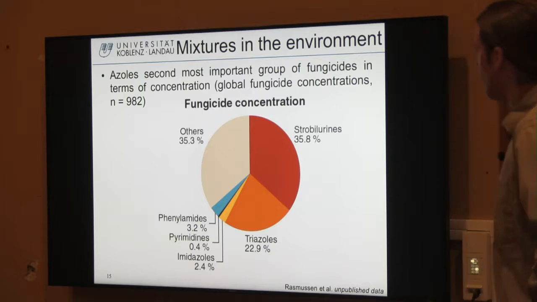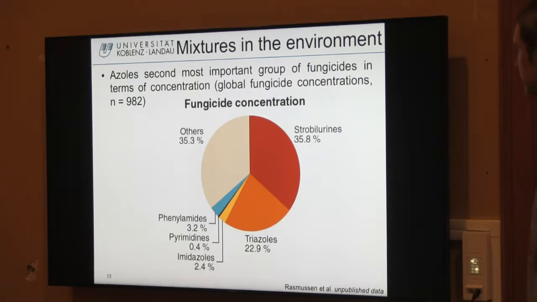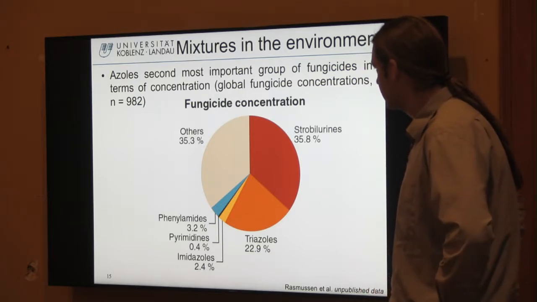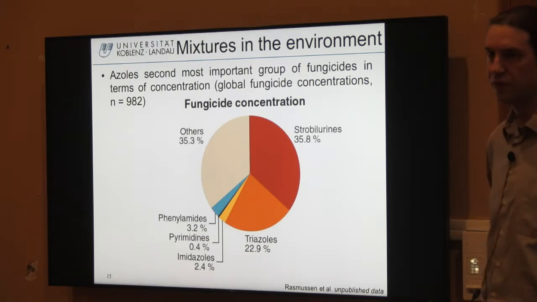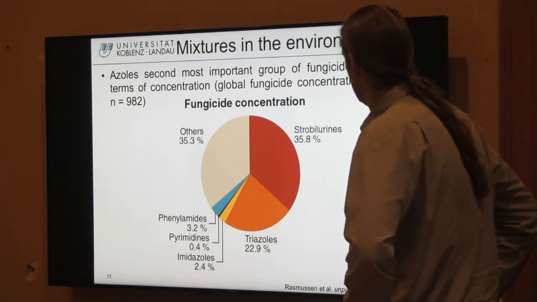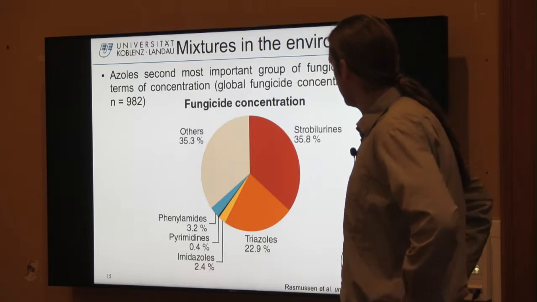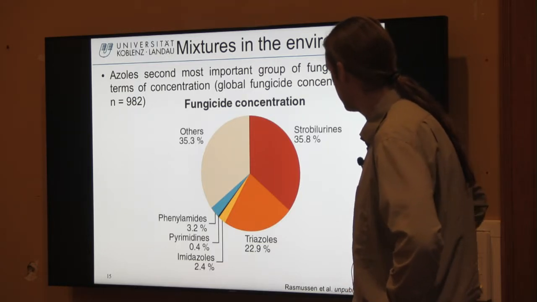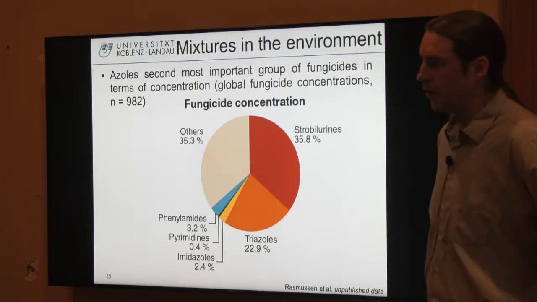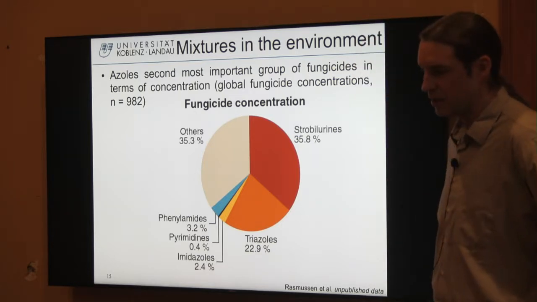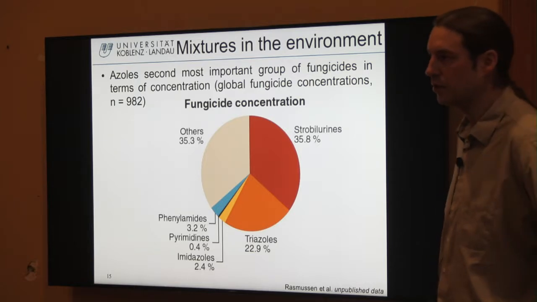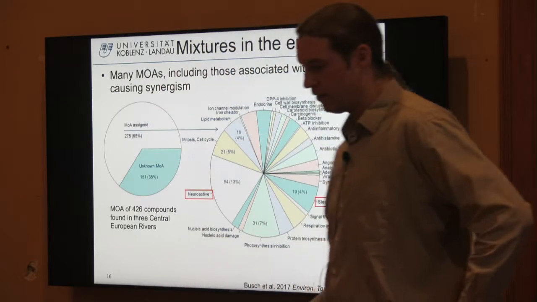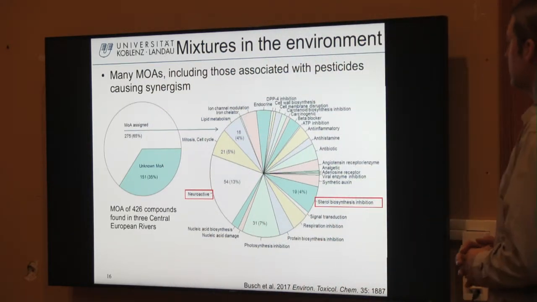The first one is on the occurrence of azoles, one of the groups that causes synergism, and this is a global analysis of fungicide concentrations found in surface water bodies. What you see here, we analyzed the occurrence of about 1,000 fungicide concentrations, and azoles are generally one of the most important groups of fungicides. So they are often occurring, so you would say, well, in terms of occurrence, they are certainly relevant.